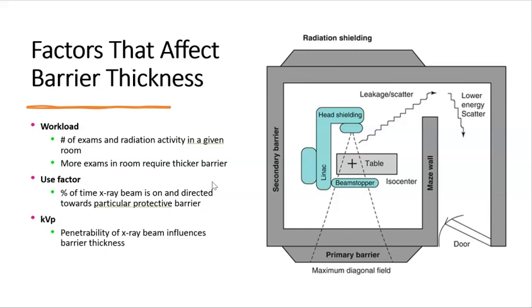So more exams in a room require a thicker barrier. We also look at the use factor. So it's the percentage of time the X-ray beam is on, directed towards a particular protective barrier. So we need to look at the workload, right? How much are we doing, and how often are we doing it?